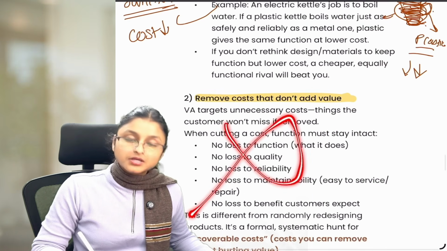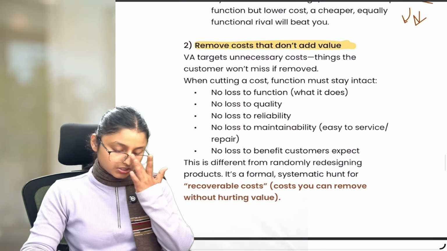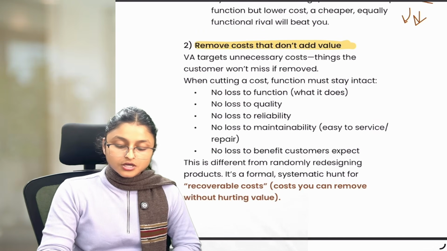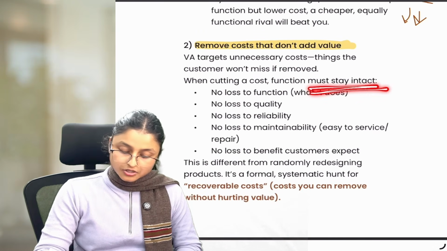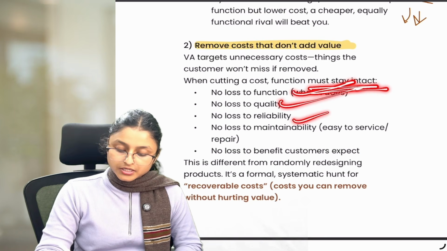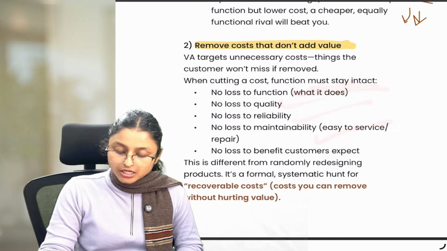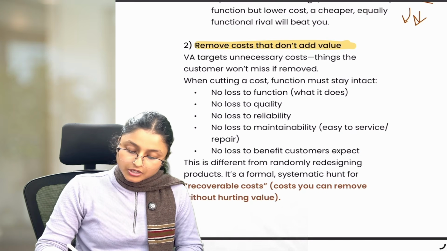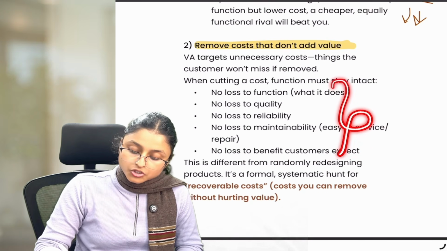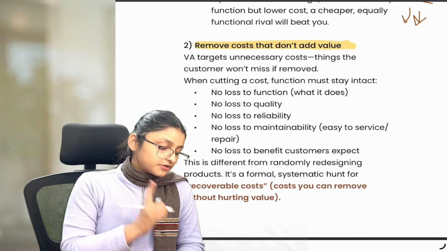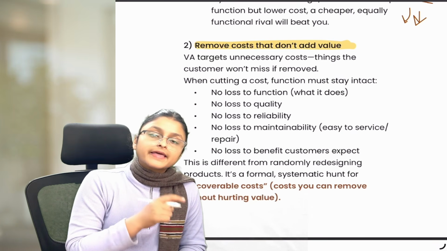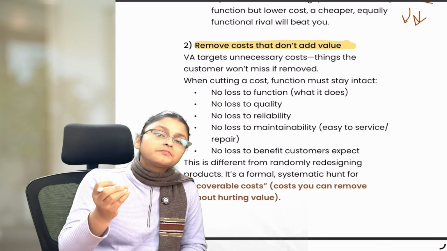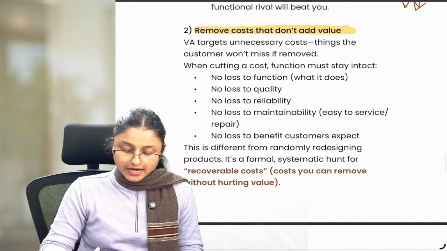Here we are removing the parts which are of no value. Okay? So when cutting a cost, function must stay intact. No loss to function, no loss to quality, no loss to reliability, maintainability, no loss to benefits of customer. So here we want that no loss should be there to the customer. Every function should be performed properly. And then if you found something or some part which is of no value, you can remove that.